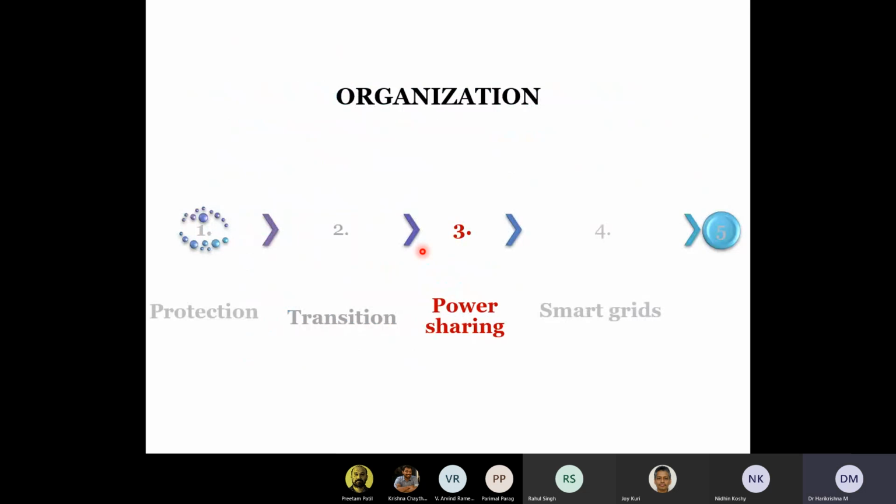Okay, coming to the power sharing among hybrid AC-DC microgrids, which is studied in this topic.